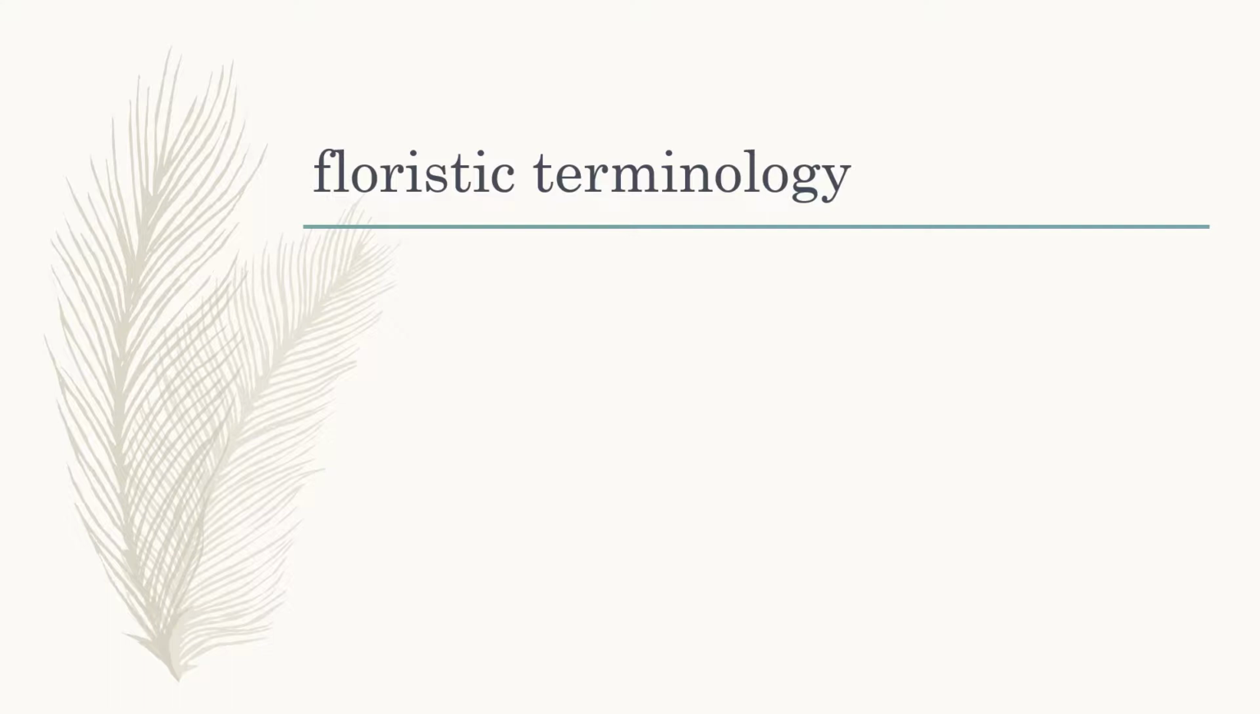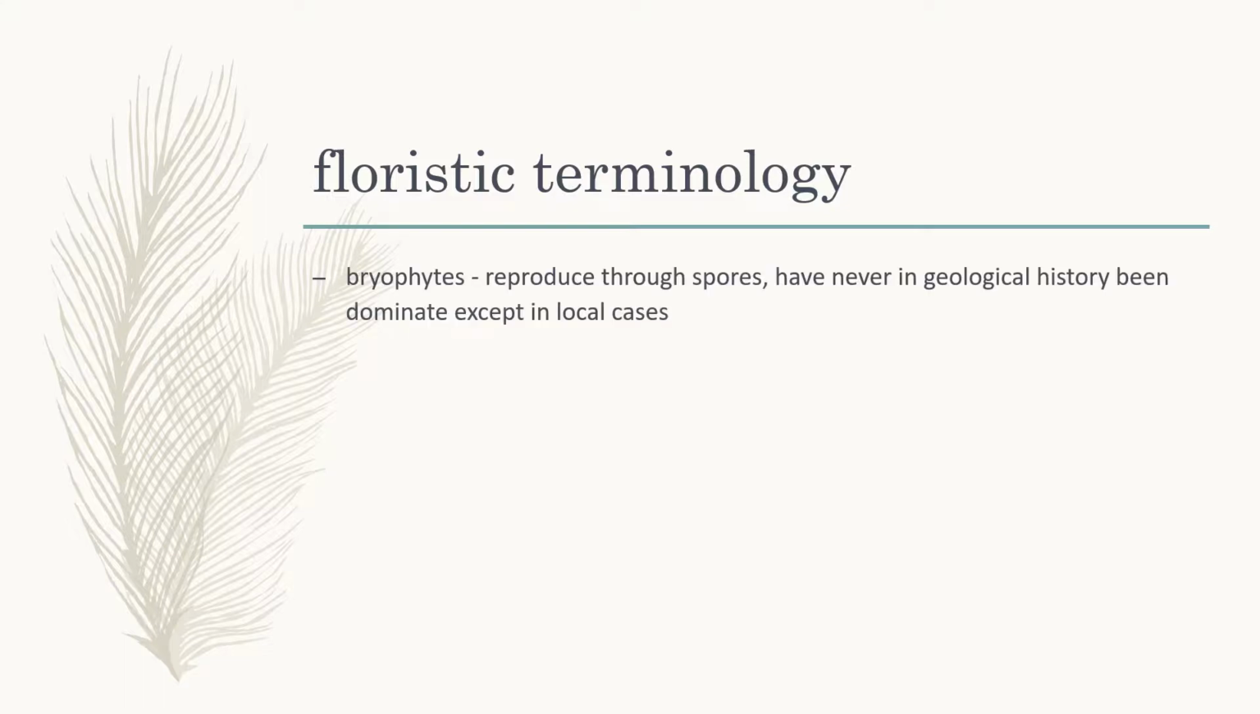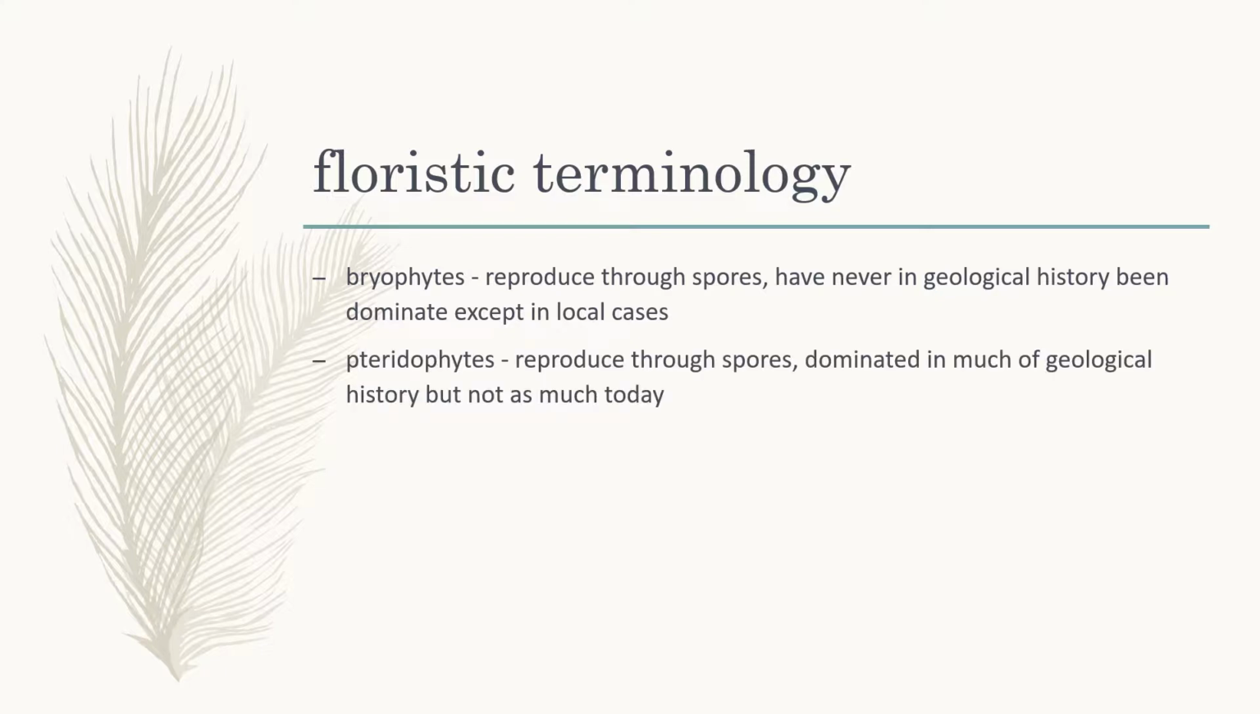Here we have some floristic terminology which helps us understand more about plant types. The two major categories of plants are those that reproduce using spores and those that reproduce using seeds. Plants that use spores are divided into two categories, bryophytes and pteridophytes. Bryophytes have never been dominant except in local cases and include things like true mosses, peat mosses, and liverworts. Pteridophytes were once dominant but are no longer today. These include things like tree ferns, giant horsetails, and tall club mosses.